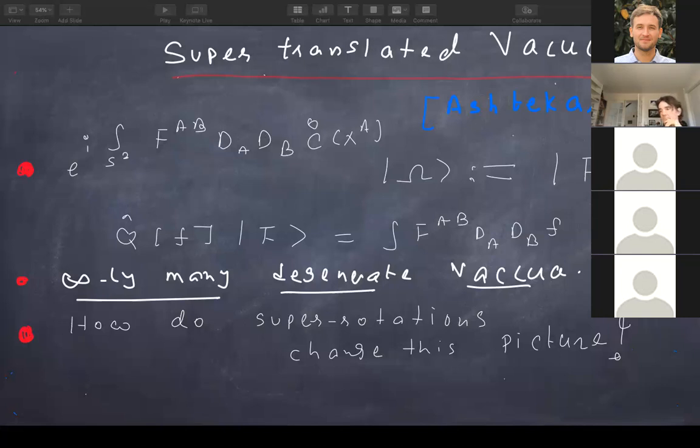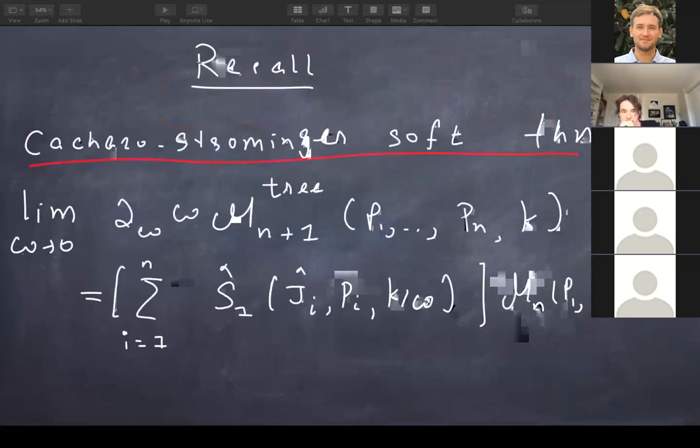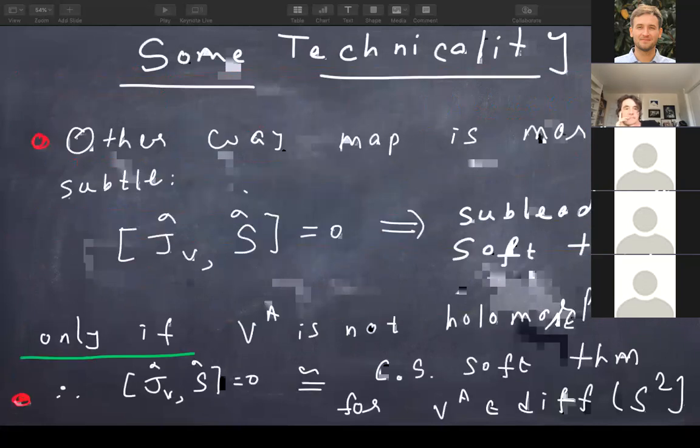And one of the questions that we want to ask, and we still do not understand the answer completely, is how do super rotations change the story, and what is the further classification of the vacua once we include super rotation. But now, I will skip this also, where I wanted to just sketch the proof of the subleading soft theorem from the super rotation charge.